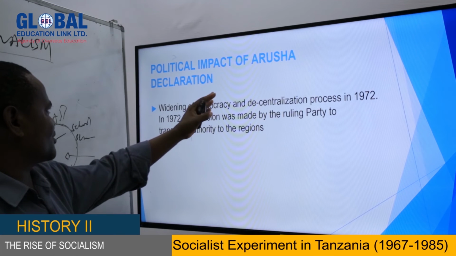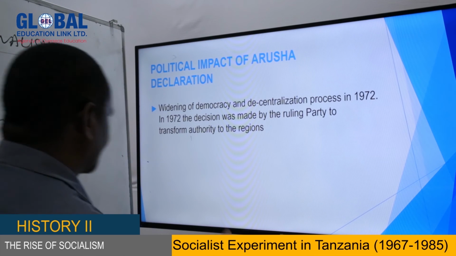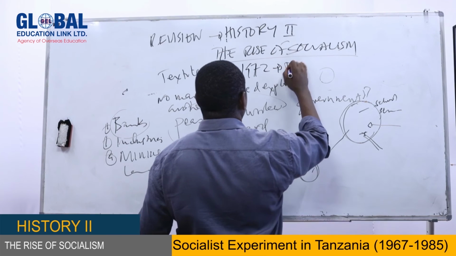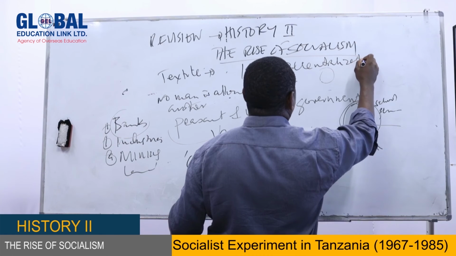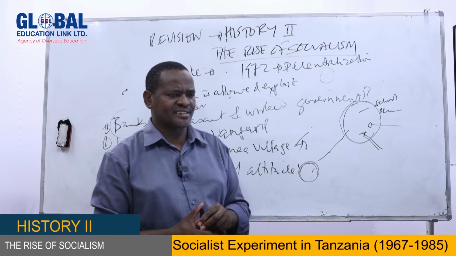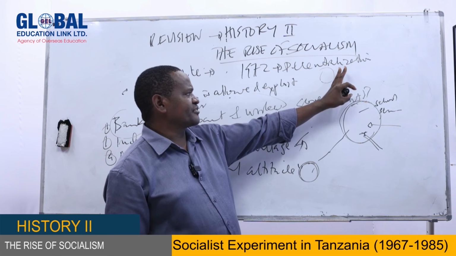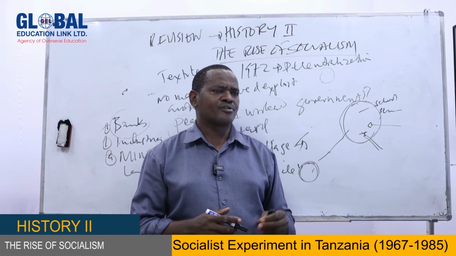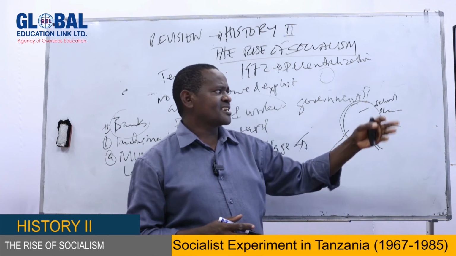Another political impact of the Arusha Declaration was the widening of democracy and the decentralization process in 1972. Democracy was widened, as we have just said, but in 1972, there was what is called decentralization. Decentralization means giving more power to the regional and local authority. That means they were trying to move away from centralization by giving more power to the regional and local authority.